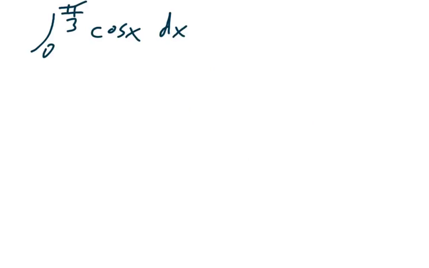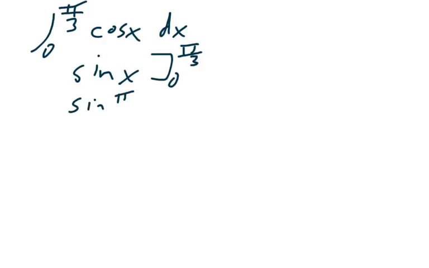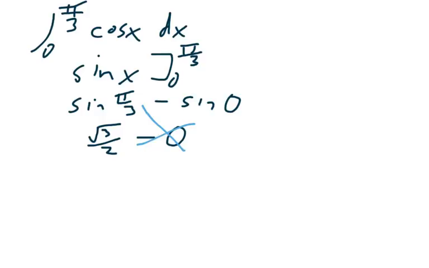For problem number 6, we want to take the antiderivative of the cosine of x, which is the sine of x, and we're going from 0 to pi over 3. So we got the sine of pi over 3 minus the sine of 0. So going through the unit circle, the sine of pi over 3 is the square root of 3 over 2 minus 0, which means my answer is the square root of 3 over 2.